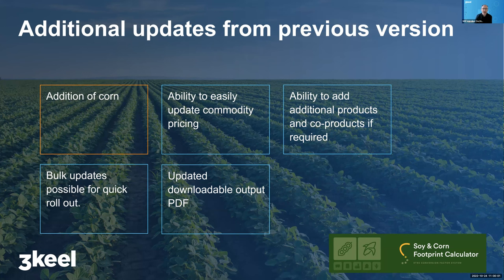So in addition to just adding corn, it was about more easily updating some of the backend things around commodity pricing for those annual updates. And if there's going to be more products or co-products that you would like to have included, it's also very easy to insert those in the future too. And through bulk updates, you'll be able to see them released more frequently than just on the basis that we have done between launch and now.